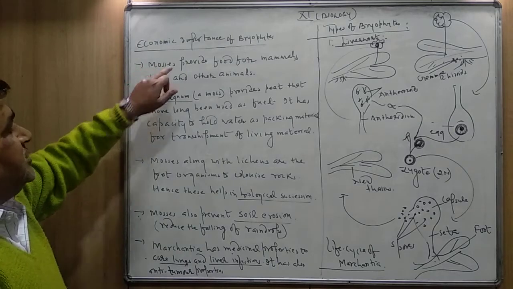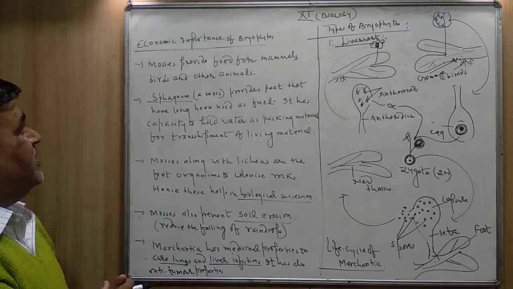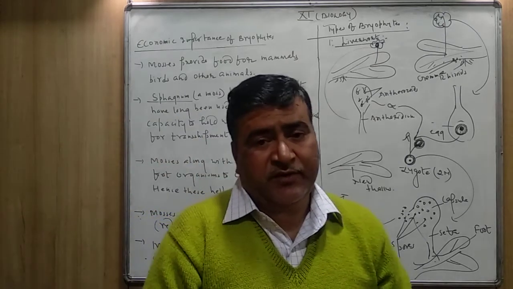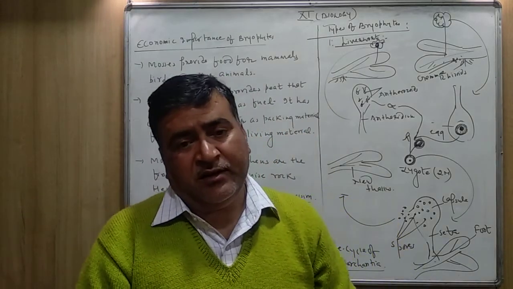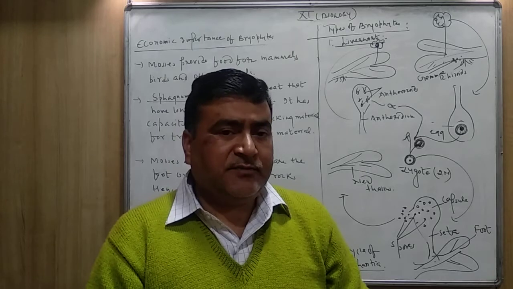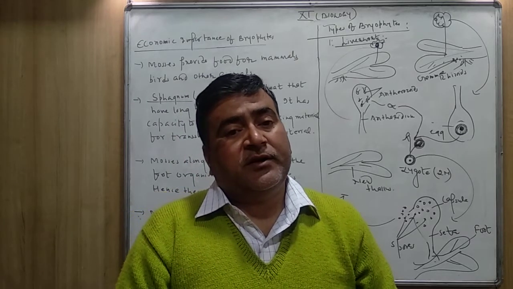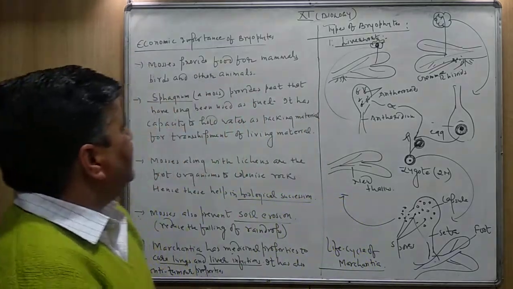The bryophytes, especially the mosses, provide food for mammals, birds and other animals. Mosses means Funaria, Sphagnum, and some other bryophytes. Their species are the source of food materials for mammals, birds and some other animals.